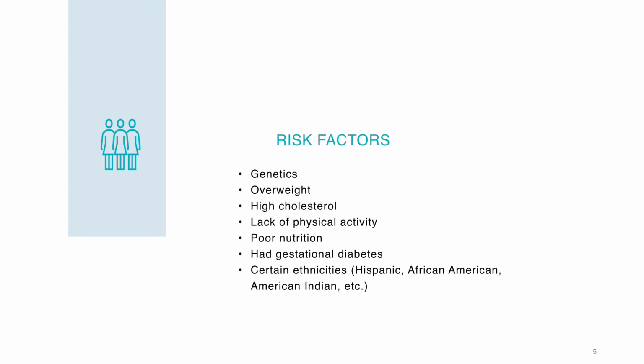Poor nutrition is also another risk factor. If you're digesting too many sugars and fats that are artificial and full of excess sodium, this can lead to the insulin resistance as mentioned. Having gestational diabetes, which is having diabetes during pregnancy, can also be a risk factor for developing type 2 diabetes, as your body had already had an increased insulin resistance with pregnancy.